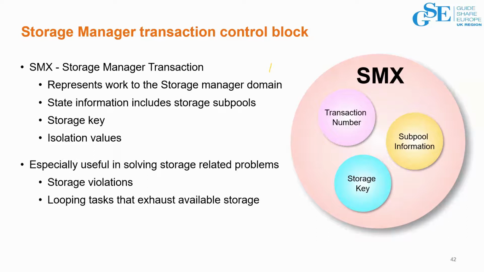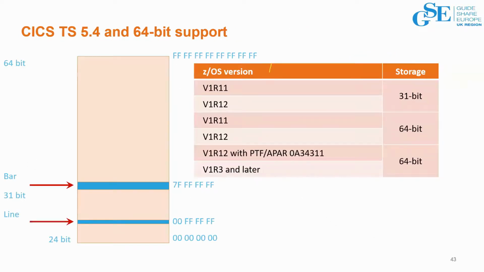Storage manager transaction. Everybody needs one of these too, because everybody gets storage out of 6 subpools today. Depending on your release of CICS, it's really hard. You've got to look at the individual release, but at 5.5, there's storage you get from 2 areas below the line, 2 areas above the line, and 2 areas above the bar. And so this SMX control block is the anchor for all the storage associated with an individual task. So we'll have things like the transaction number, the subpool information, and the key of your different storage areas. And again, it's useful if you're looking for things like storage violations or short on storage conditions, i.e. looping tasks that exhaust the variable storage.